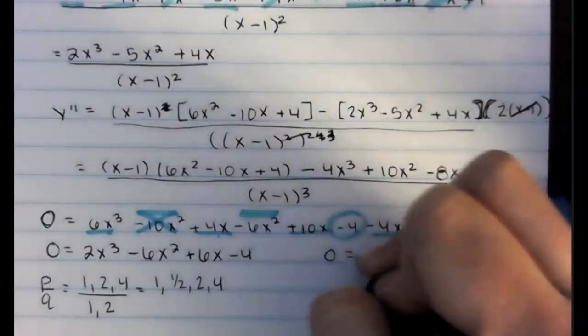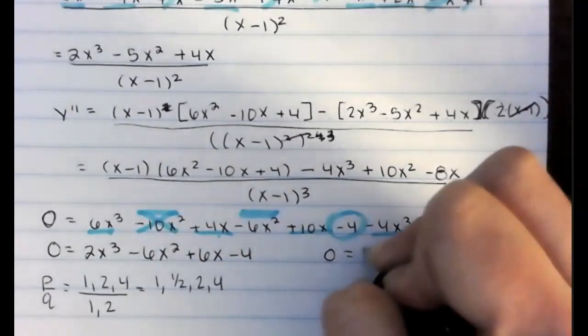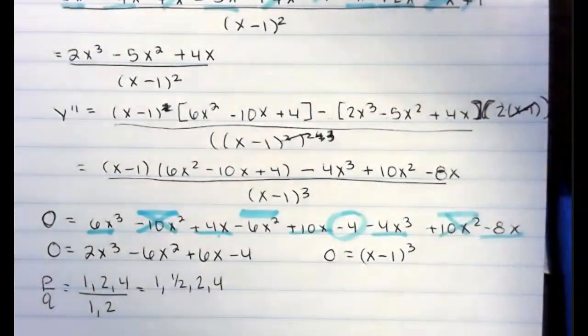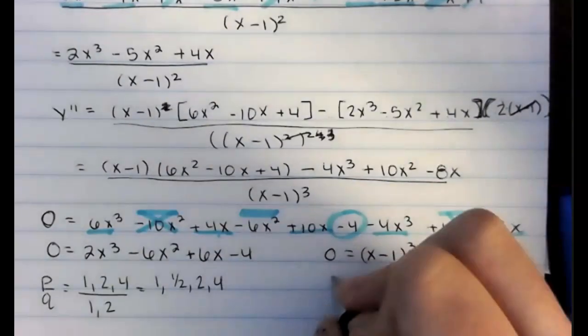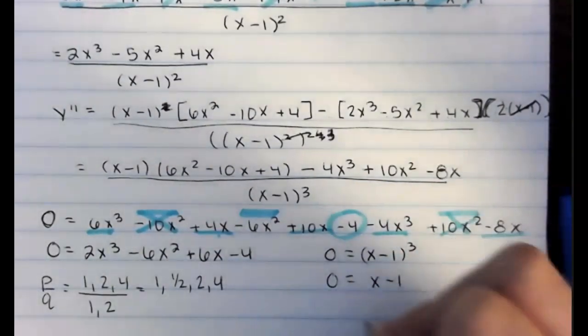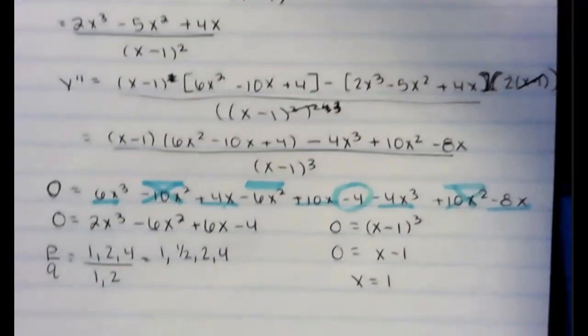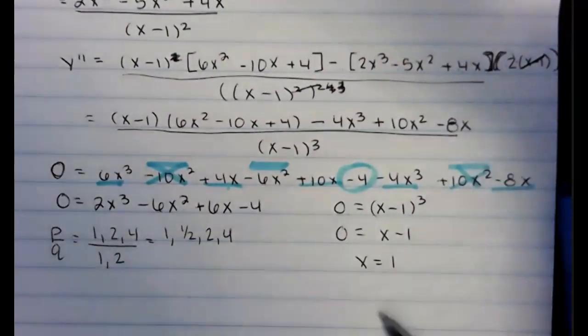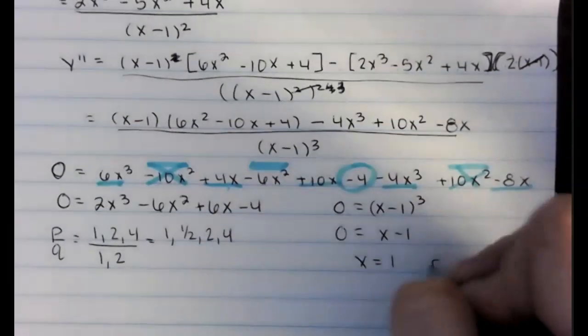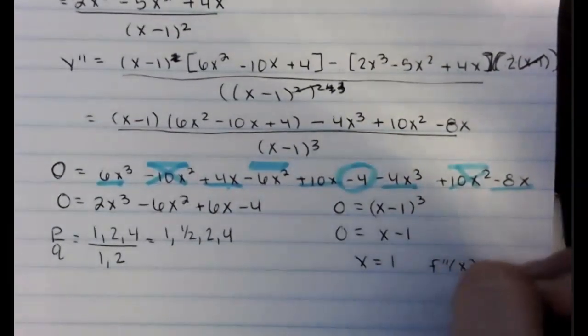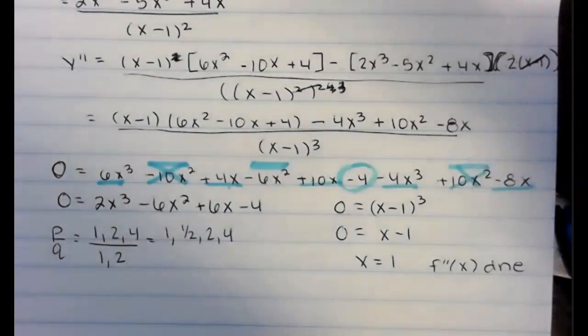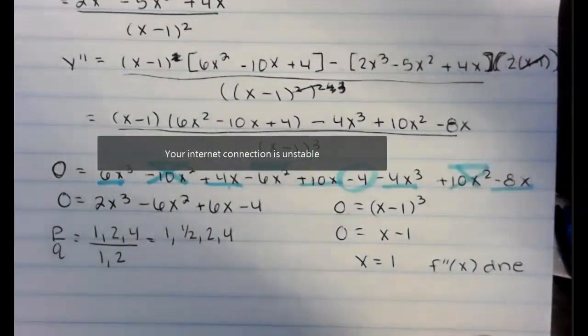We also set our bottom equal to 0. We know that if it's cubed, you cube root both sides, which is 0. And then you get x equals 1. So x equals 1 is where f double prime of x does not exist. So we know for sure it's going to go on my number line.